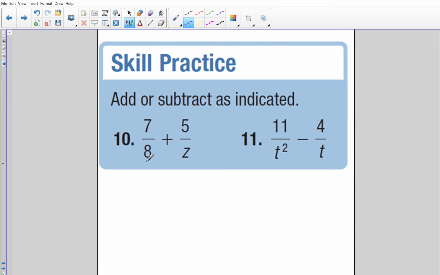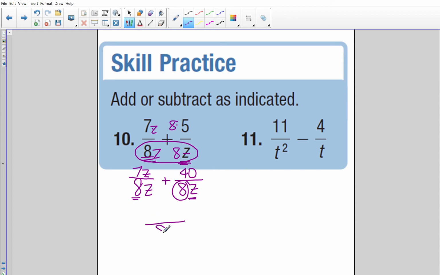So here I've got my variables. I would multiply 8 and z to come up with 8z. Be careful that you note that that's a z and not a 2. So my denominator would be 8z. So I'm going to rewrite that. This one has an 8, matches this 8, so I need a z. So this gives me 7z. Okay, here I have a z. I have a z. I need that 8, right? So I'm going to multiply by 8, which gives me 40. So my denominator is going to stay 8z, and 7z plus 40 cannot be simplified any further, so I'm going to keep that.